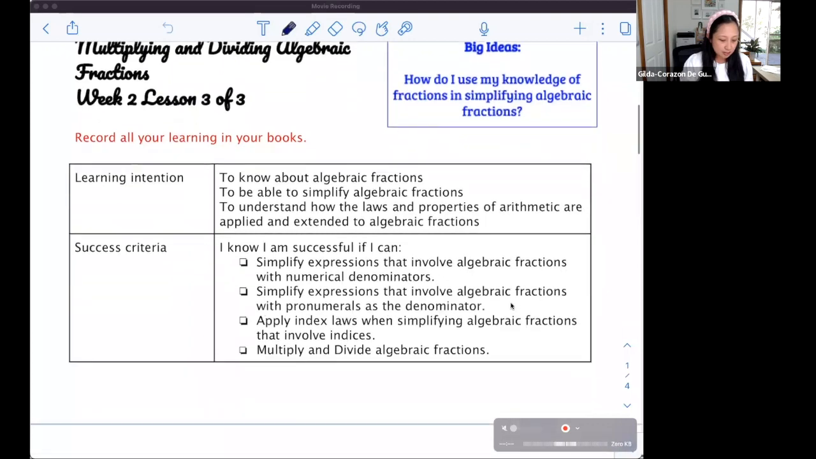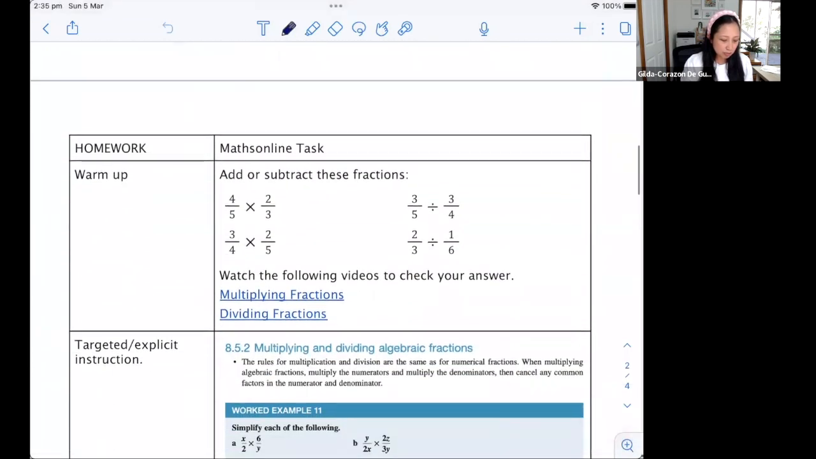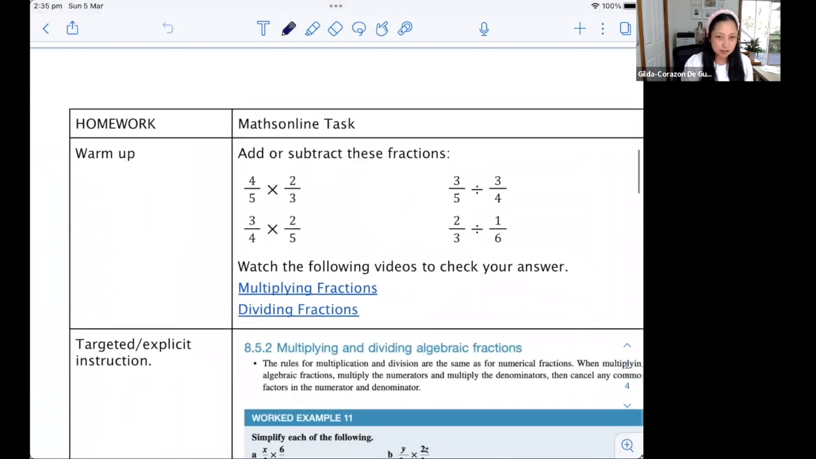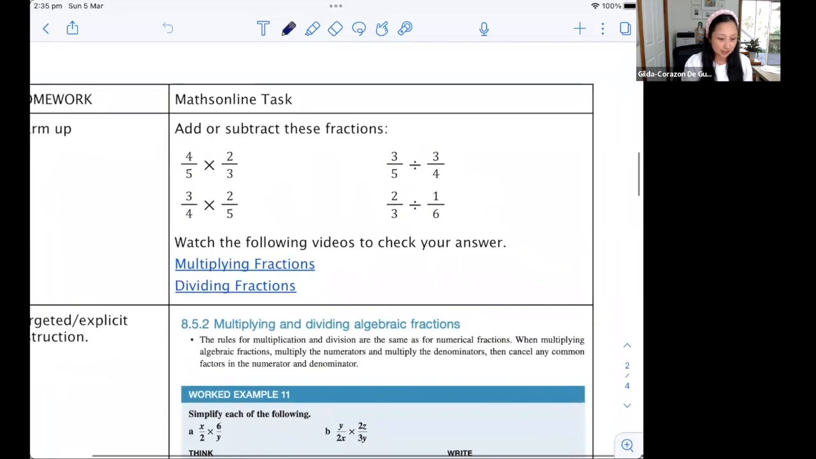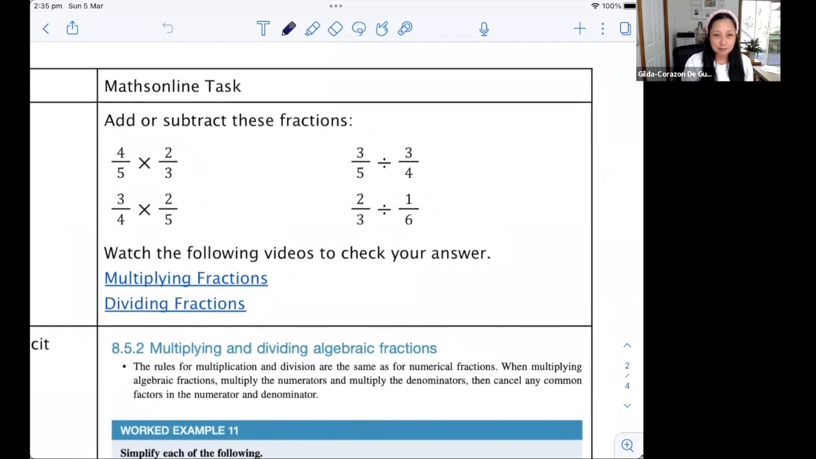Okay, so let's probably go straight to our warm-up today. And as you notice there, you've got your home learning, which was set on Maths Online. So please make sure you look at them. It would also have some videos connected to it. So make sure that you watch them before attempting the questions. Okay, so let's have a look at these questions here.